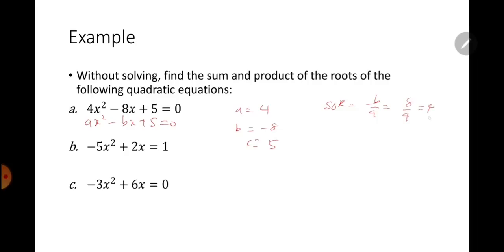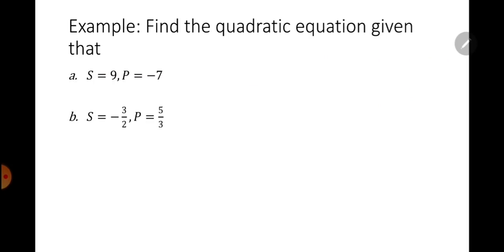Which is 2. Now your product of roots is c over a, which is 5 over 4. So part b and c, you do by yourself. Okay, now another example.